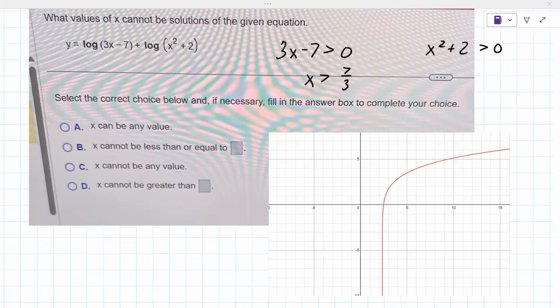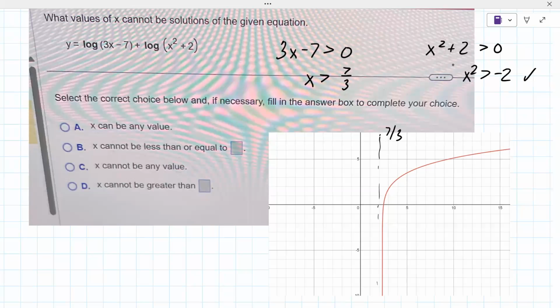The vertical asymptote here is 7/3. So that is the answer. Normally you would try to set this greater than 0, but x squared plus 2 is always greater than 0. The reason is because x squared is always greater than -2, so you don't have to worry about that.